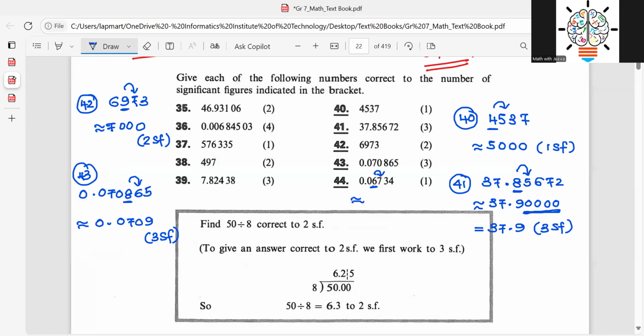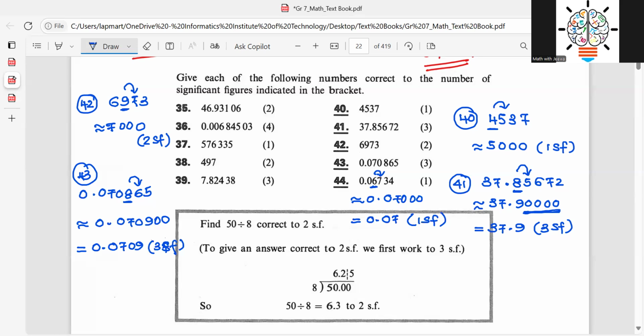So then this is equal to 0.07. When you are writing, you want to show the steps here. For the third significant figure, 70900, then you can write this is equal to 0.0709, inside the bracket 3SF. The same way here, you can show the digits like this, 700, equal to 0.07 and 1SF. Okay.